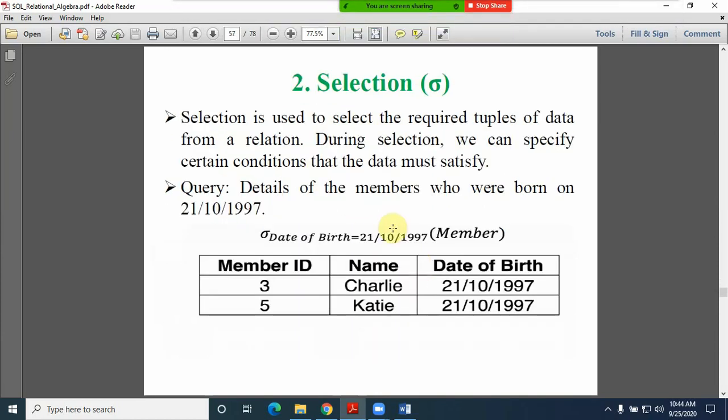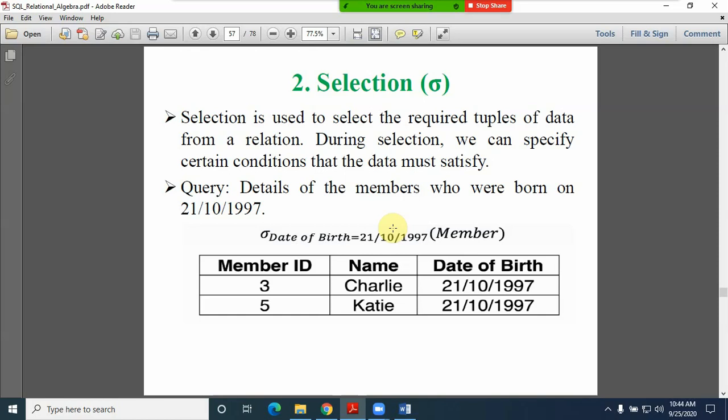Okay, and second is the selection method. Selection, friends, is represented in this sigma format. Selection is used to select the required tuples of the data from a relation. During selection, we can specify certain conditions that the data must satisfy. So in the case of the projection, we are mentioning the corresponding columns, friends.